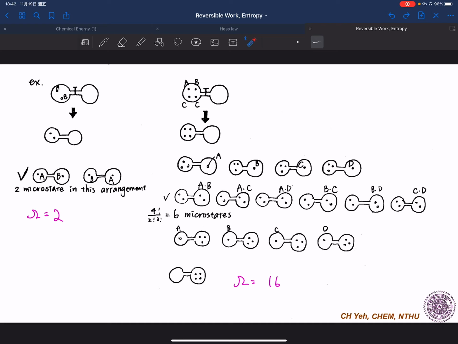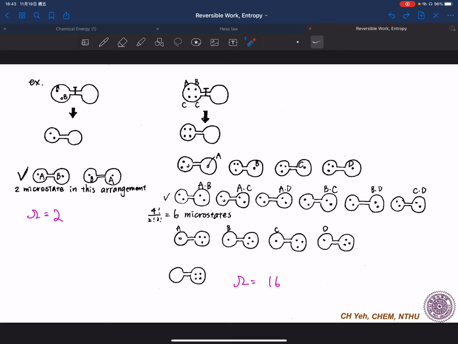Okay, so let's take a look over here. There are A and B, two molecules. One possibility is that A and B are both here, or A and B are all here, or A here and B here, or B here and A here.